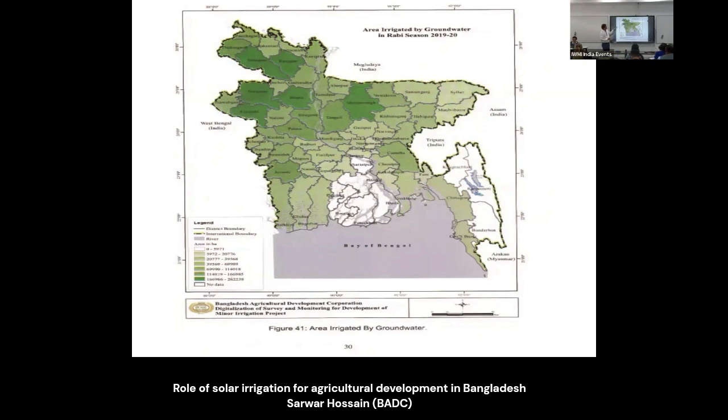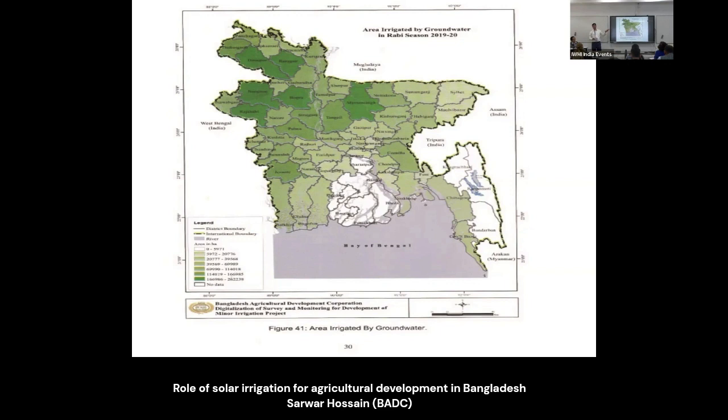And for groundwater, you know that we have 12,000 pumps and 33,000 deep tubewells. In the northern region, the east part, and the middle of Bangladesh, we use the deep tubewell because the static water level is very high. So it's not possible to use the small type of solar irrigation.